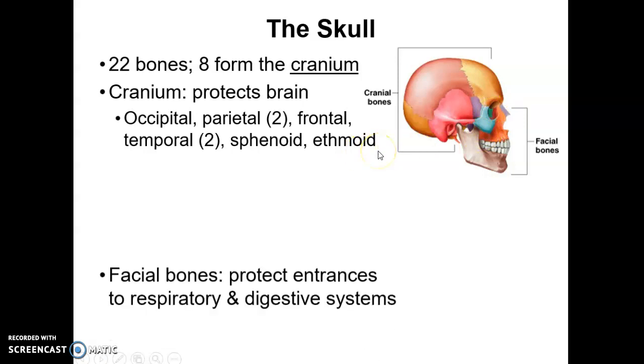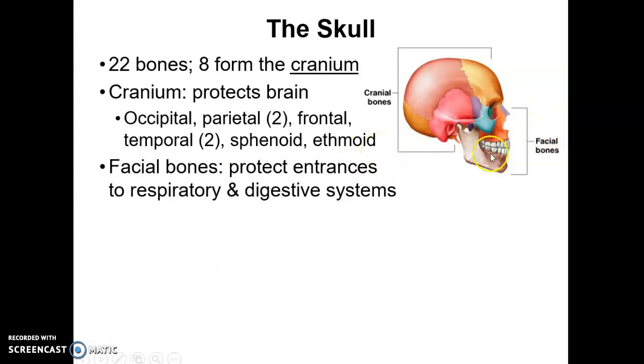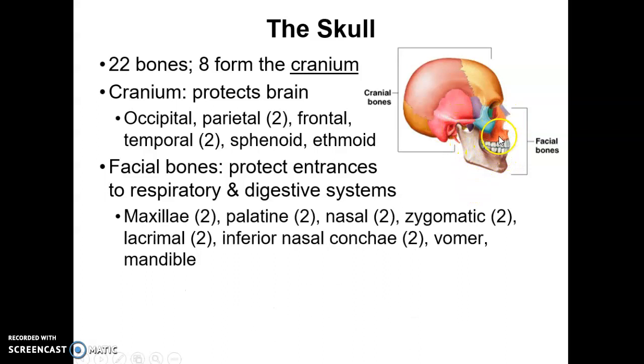Also fairly irregular shaped. Then the facial bones protect entrances to the respiratory and digestive system. They are the maxillae. We have 2 of them here in orange. A palatine, which is buried deep inside. We cannot see it here. Two nasal bones in lavender. That's the bridge of your nose. Two zygomatic bones, that's here in teal. It forms part of your cheek ridge.